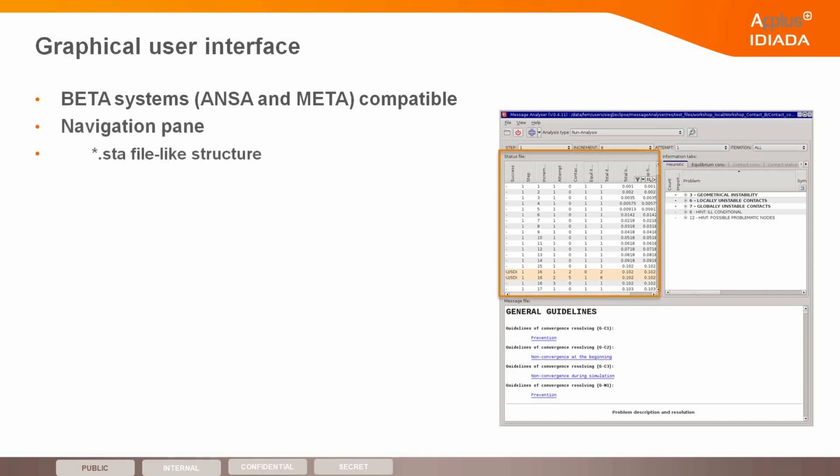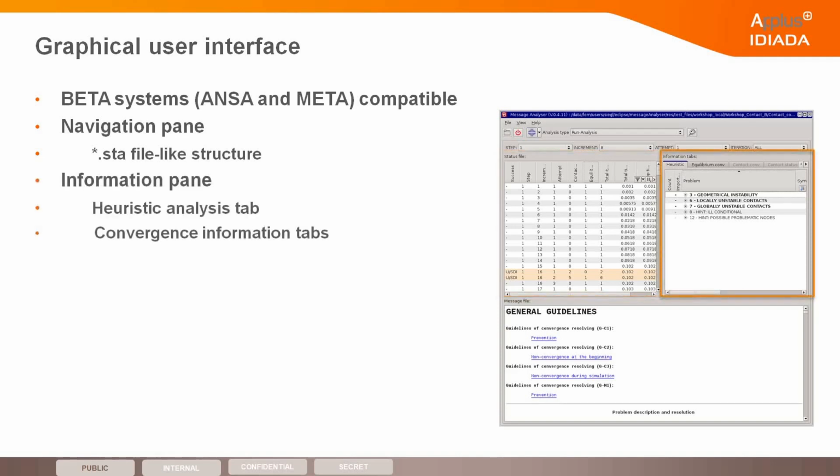The window is divided into three main parts. The left upper pane is a STA file-like structured table used for main navigation through the entire simulation progress, where each line corresponds to a particular simulation attempt. The right upper pane holds the extracted convergence information sorted into categories according to their type, and the heuristic analysis report.